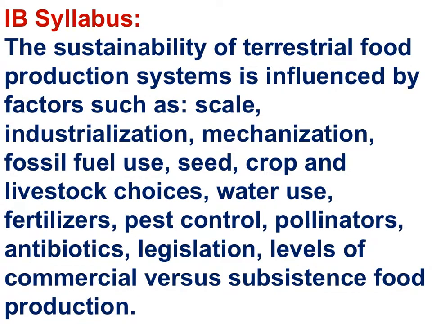So that brings us to this IB syllabus statement. The sustainability of terrestrial food production systems is influenced by factors such as scale, industrialization, mechanization, fossil fuel use, seed, crop, and livestock choices, water use, fertilizers, pest control, pollinators, antibiotics, legislation, levels of commercial versus subsistence food production.